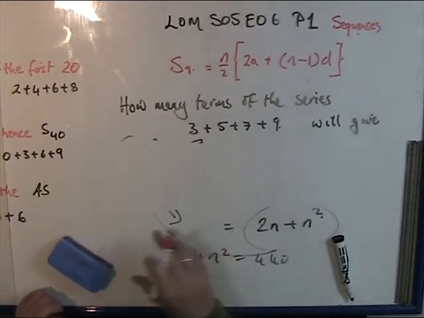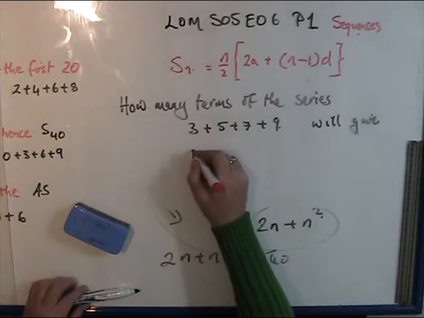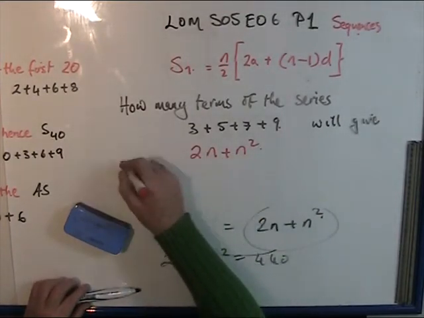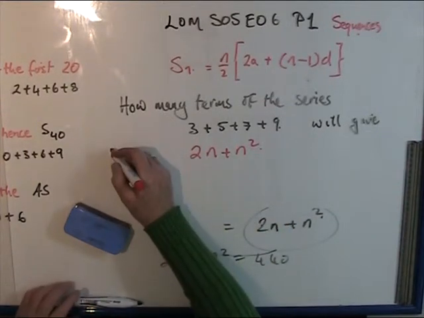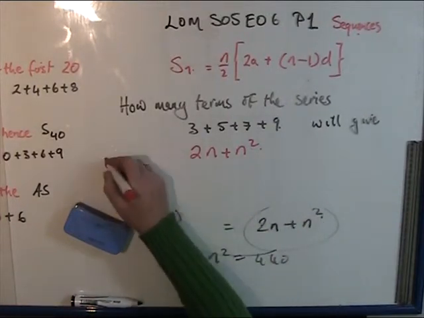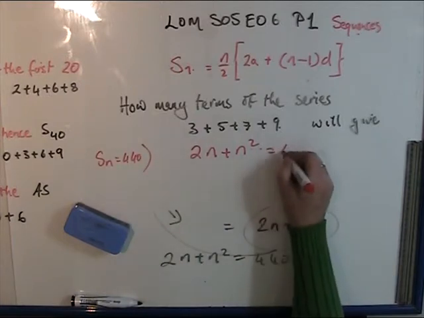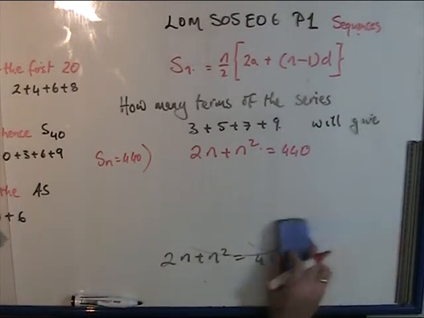So now I've got an equation here. I've found the sum of my formula, and it came out to be 2n plus n squared. And I was told to find when s of n is equal to 440. So when s of n is equal to 440, which means when this is equal to 440, you just pop them in.